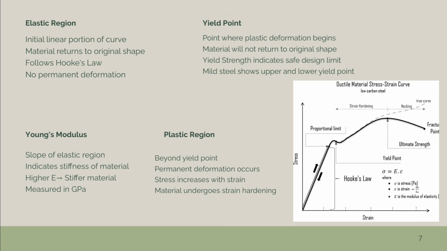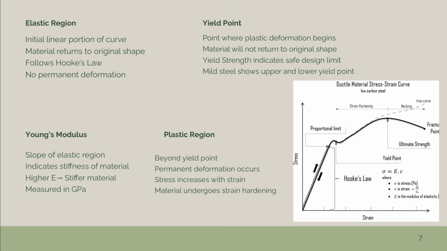In Young's modulus, the slope of the elastic region indicates the stiffness of the material. The higher the modulus, the stiffer the material, measured in GPa. In the plastic region beyond the yield point, permanent deformation occurs. Stress increases with strain and the material undergoes strain hardening.